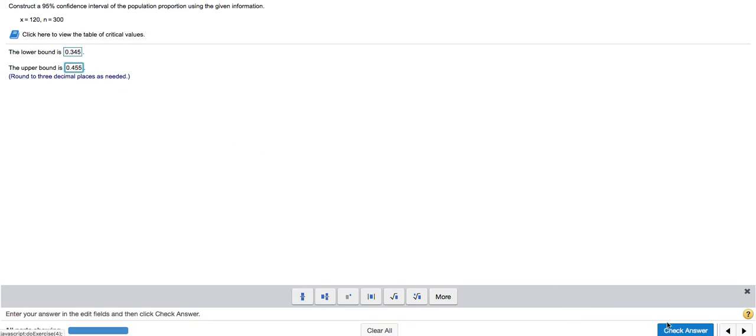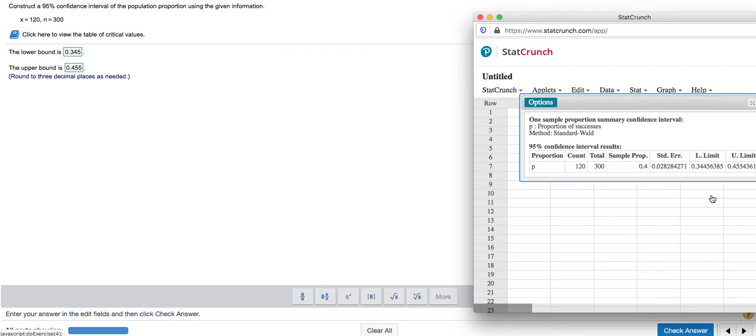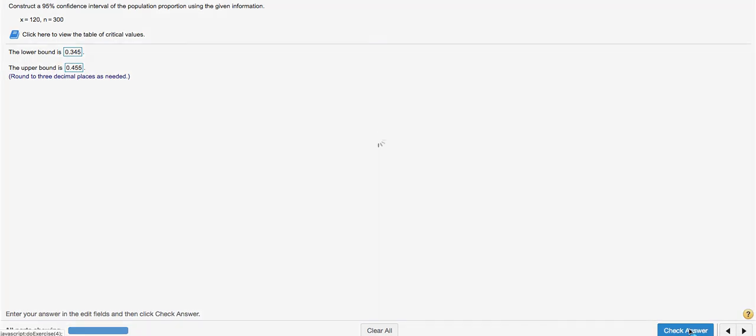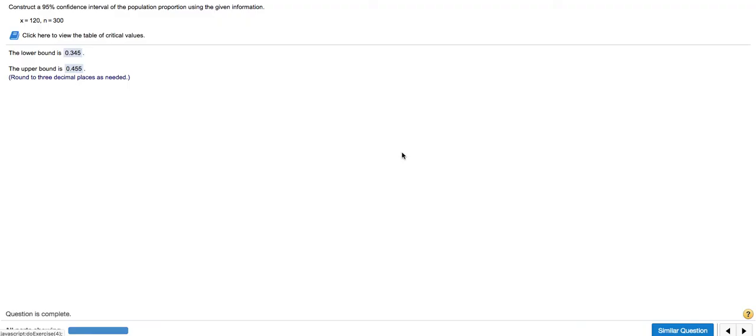I'll check my answers, see if those are right. Just maybe double check that. Okay. And okay, that is all that was required for this question. There are formulas that do appear within the text which can compute this interval for you, but since we have StatCrunch, we can do this pretty quickly.